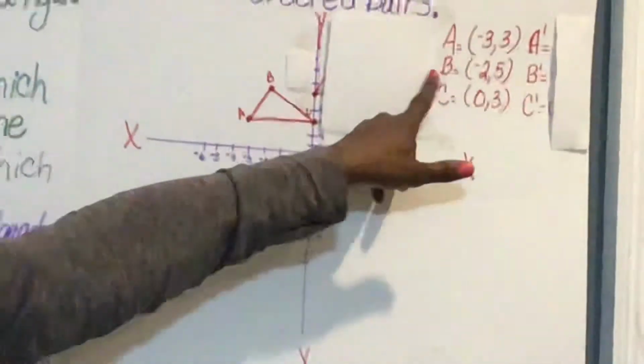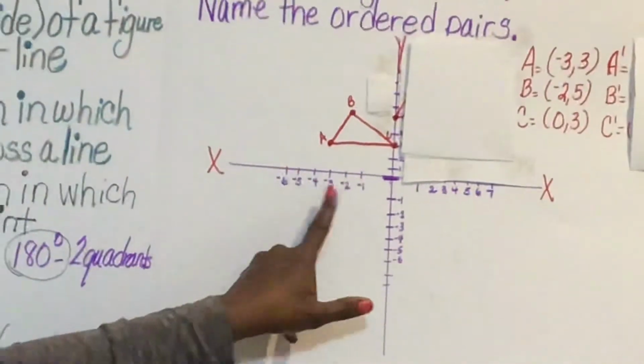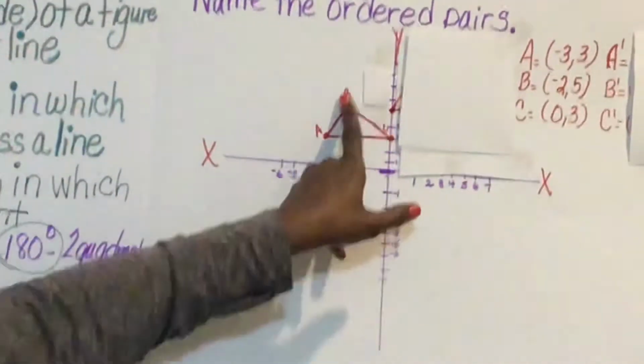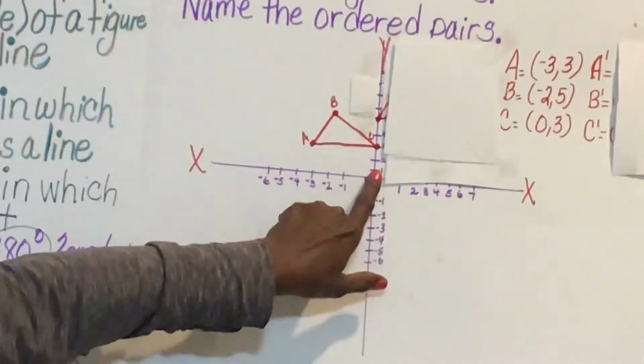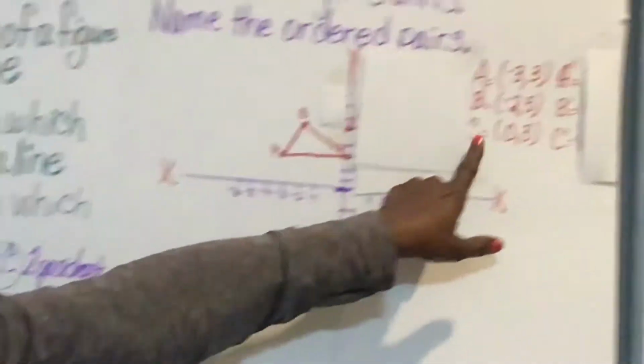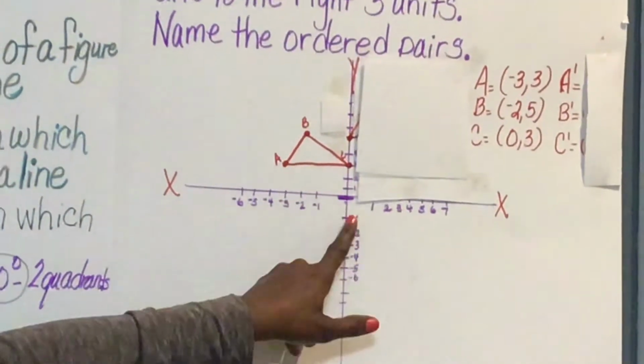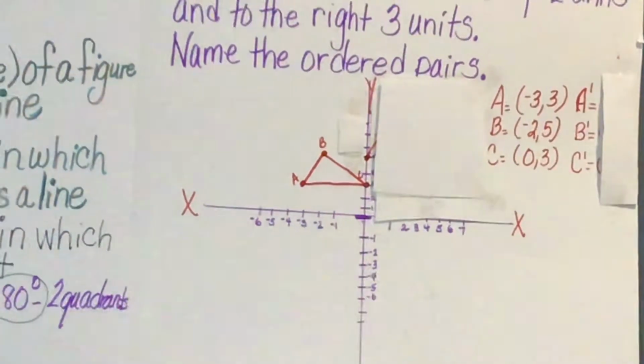Let's take a look at B. It's located at -2 and 5. Here's B. On the X, it is -2. On the Y, it is located at 5. 1, 2, 3, 4, and 5. Then we have C. It is located at 0, 3. Here is C. It is on the 0 marker and is up 3.